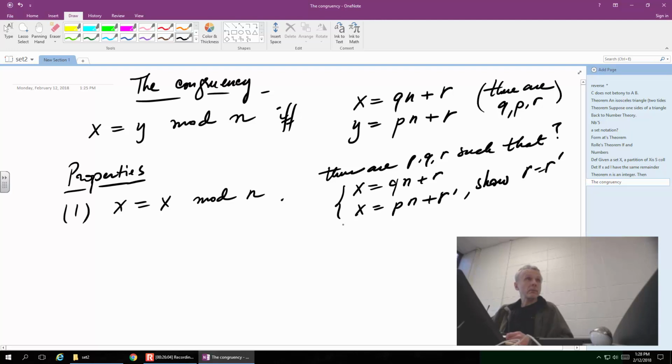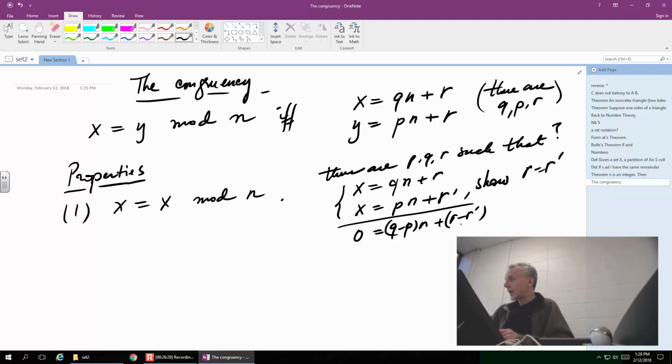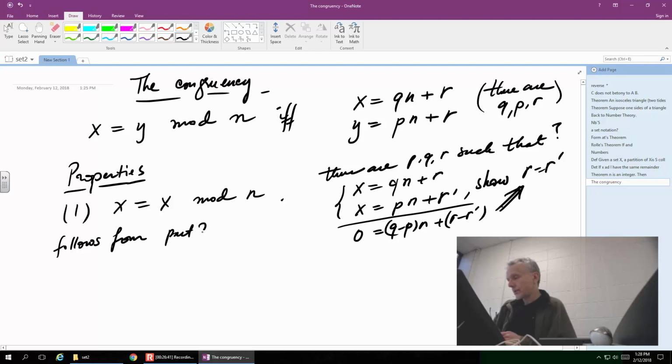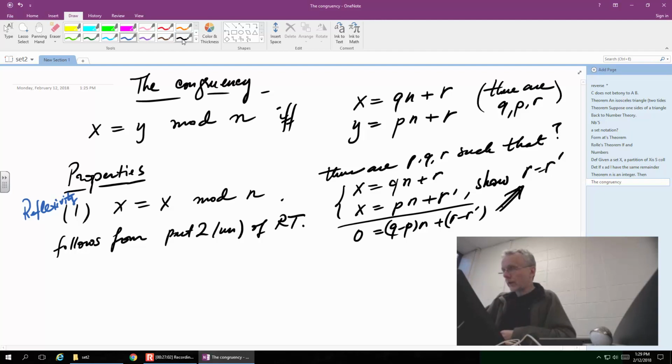Well, we did it once, something similar. Subtract: 0 is equal to (q minus p)n plus r minus r prime. So I think I'm overdoing this. We could have just referred to the remainder theorem. This was in the uniqueness proof of the remainder theorem, so we could just refer to it. I may have overdone it, but that's not so bad. So let's just say it follows from part two, uniqueness of the remainder theorem. Just a remark: this is called reflexivity, the reflexivity property. Reflecting on yourself, I guess that's the point.